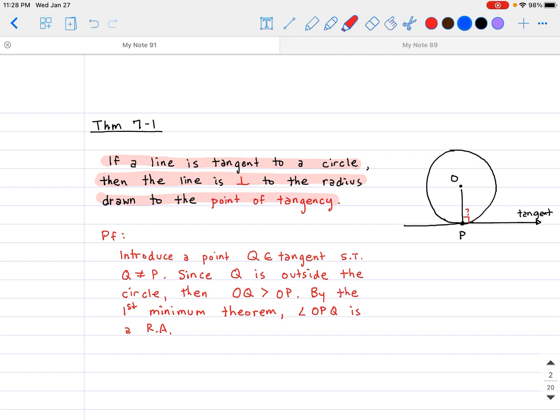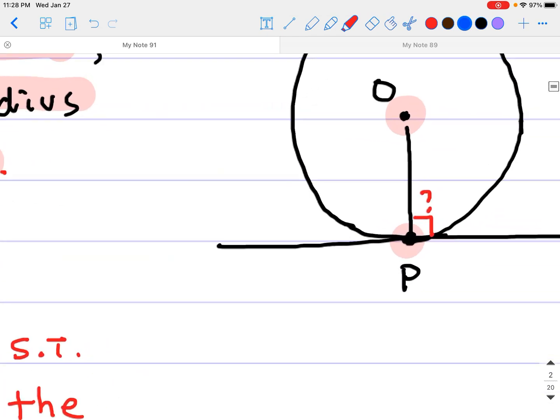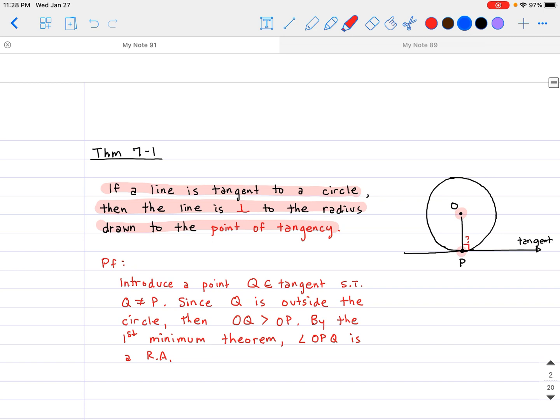So you can see here that O is going to be your center of the circle. P is going to be the point of tangency. And that means that OP is going to be perpendicular, and you can see that little angle right there with a question mark, to the tangent line. So that's what I want to prove.